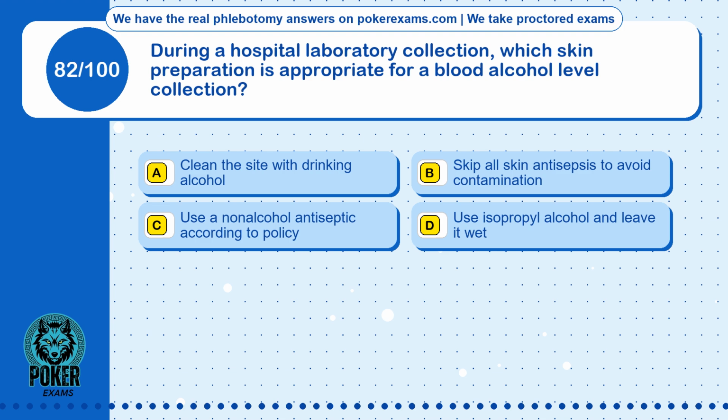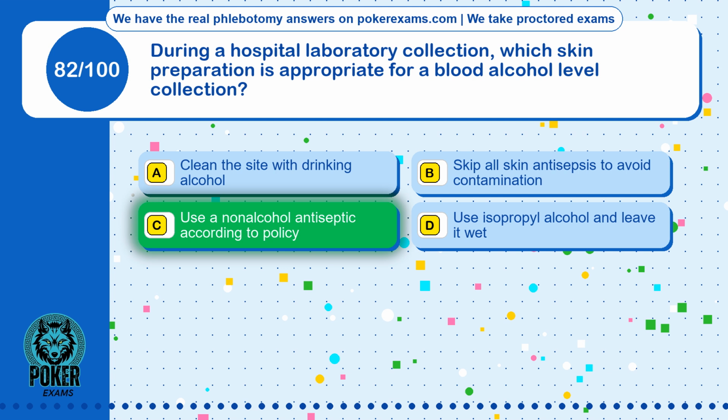Question 82. During a hospital laboratory collection, which skin preparation is appropriate for a blood alcohol level collection? Option A. Clean the site with drinking alcohol. Option B. Skip all skin antisepsis to avoid contamination. Option C. Use a non-alcohol antiseptic according to policy. Option D. Use isopropyl alcohol and leave it wet.